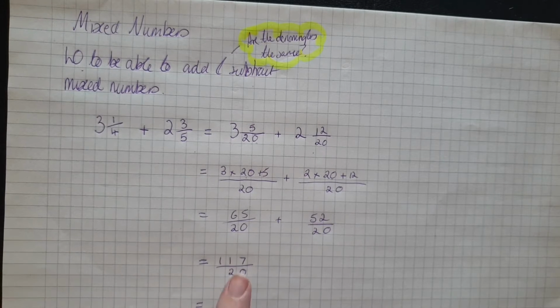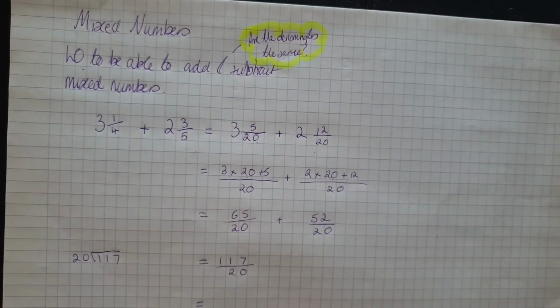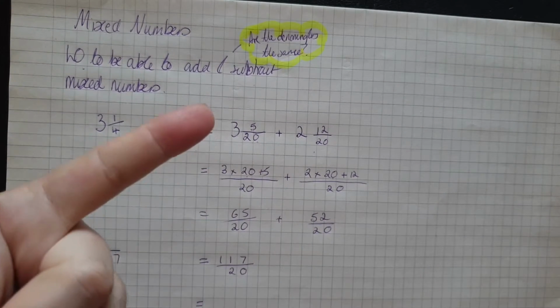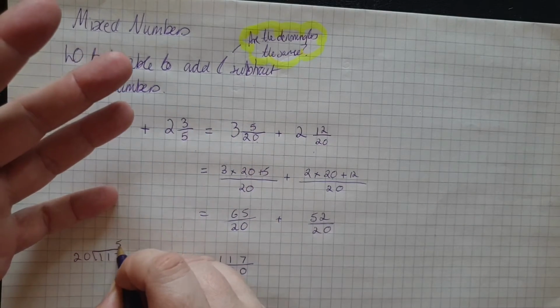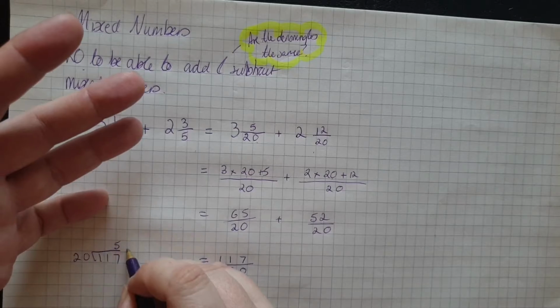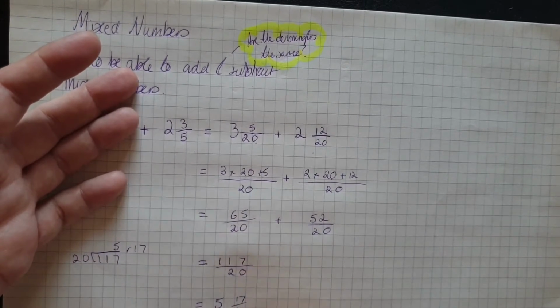Do I know how many 20s are in 117? Not off the top of my head, so I'm going to do a jotting. 20s into 117: 20, 40, 60, 80, 100. So there's 5, remainder 17. 5 and 17 over 20.